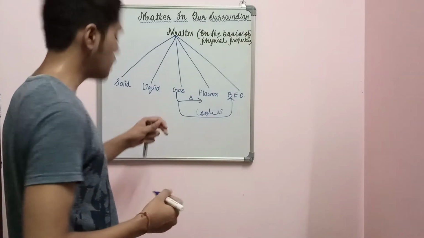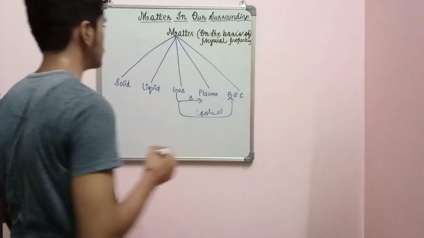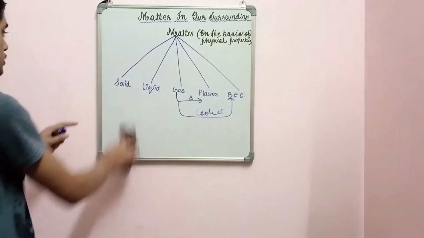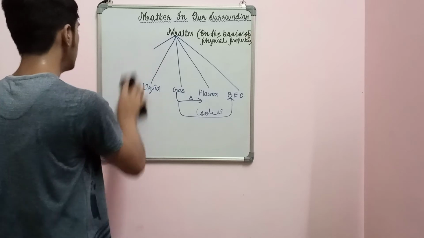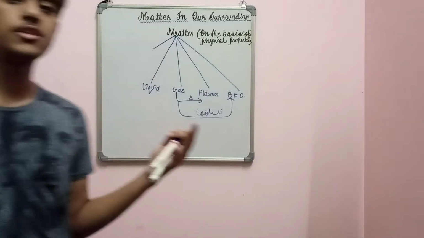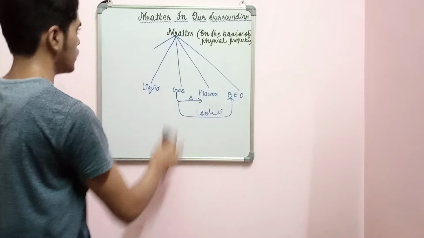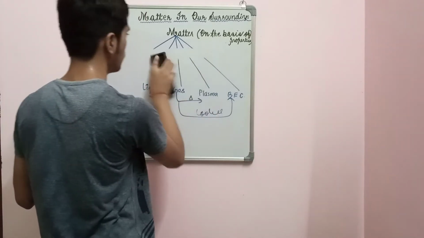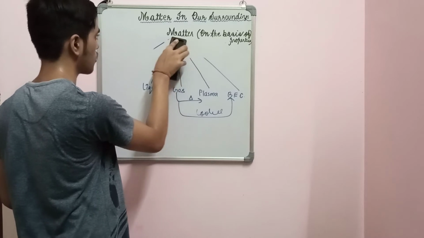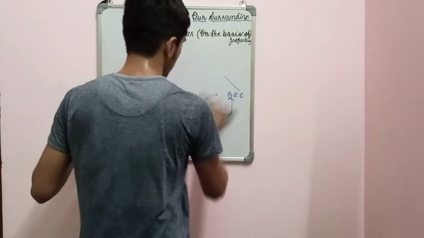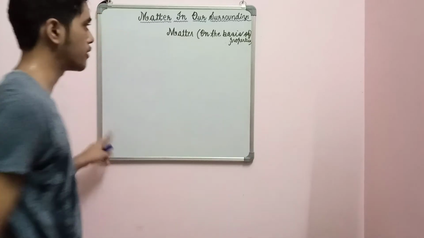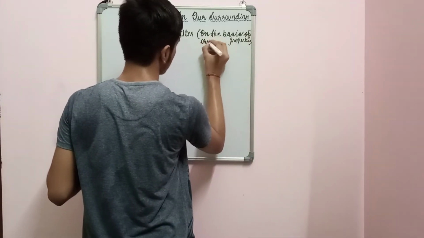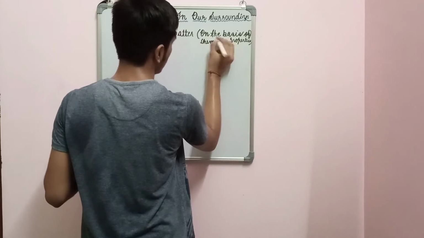Okay. So this is the matter on the basis of physical properties. Okay. So now on the basis of chemical properties. Now how matter is divided on the basis of chemical properties. Chemical properties means whether the matter is pure or whether the matter is not pure. On the basis of that, we will see everything very fast. So, on the basis of chemical properties.